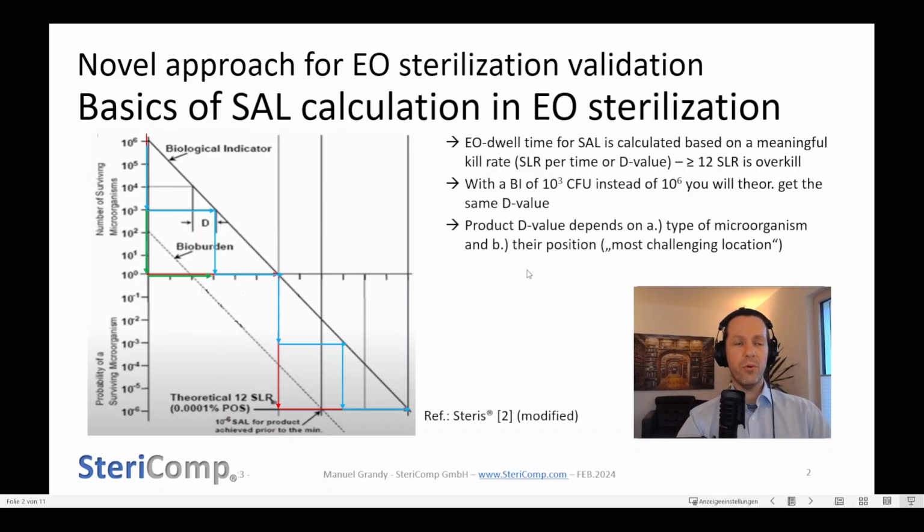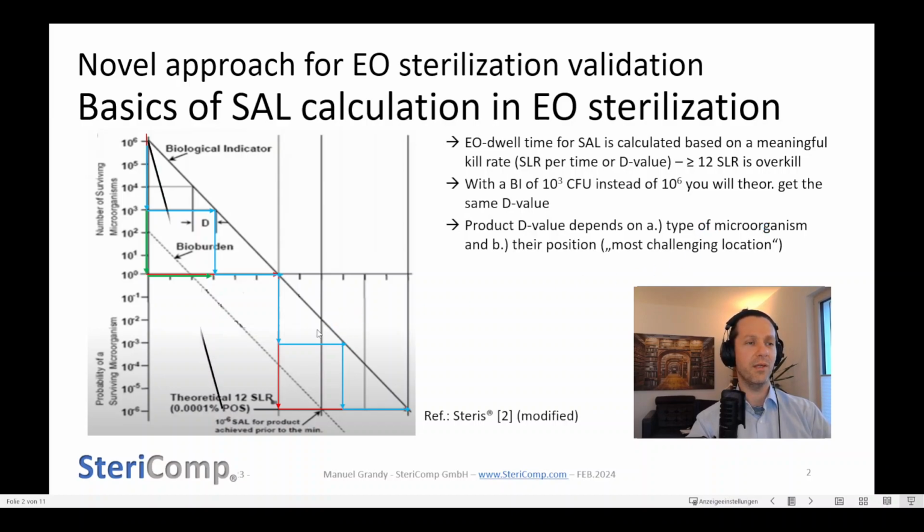So now what is important to understand is that the product D value, as it is shown here, for example, for a device stored at the most challenging location, a very challenging device consisting, for example, of a volume which is only accessible through a very long and very narrow lumen, depends on two main criteria. One is the type of microorganism.